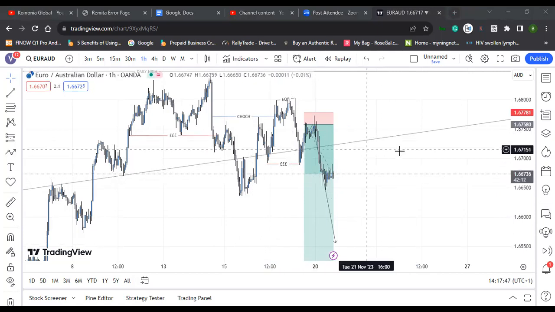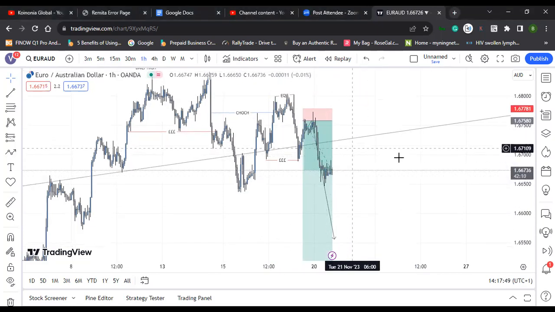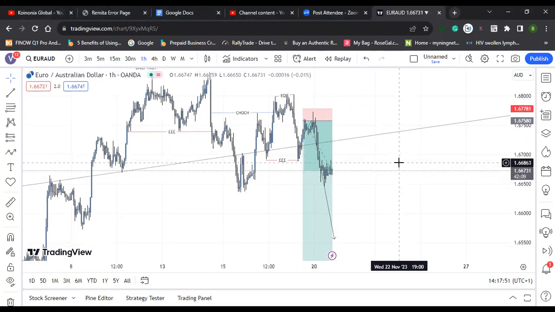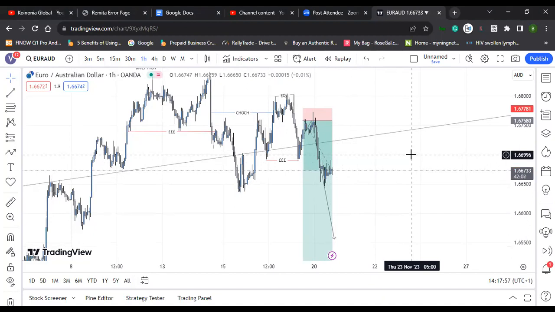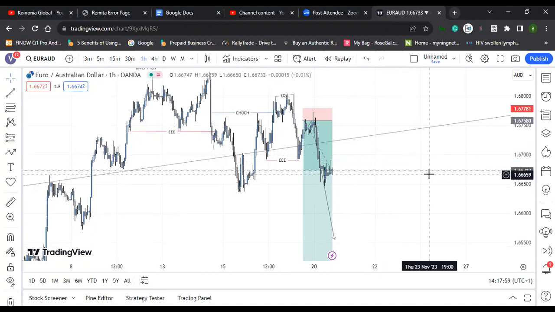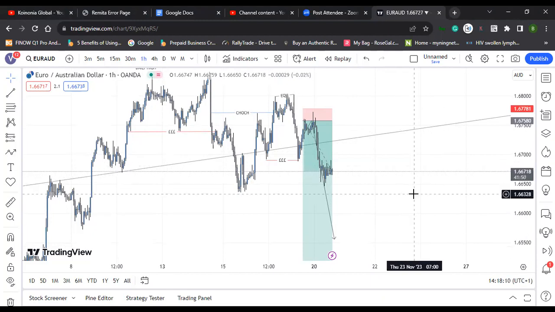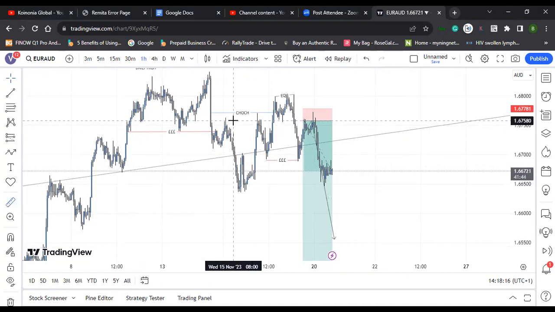I actually called this trade on the live session last week, and I sent out this trade for those VIP members that didn't join the live session, so they don't miss out. And you guys can see right now it's giving us about how many pips profit.